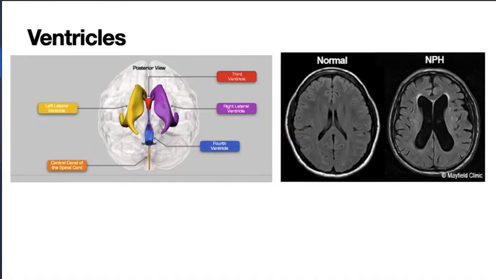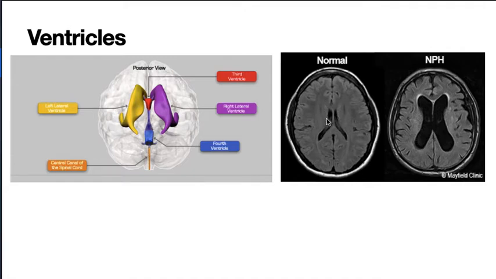So the brain contains 4 ventricles: the right and left lateral ventricles, the third ventricle, and the fourth ventricle. Then we also have the central canal of the spinal cord. This is a continuation of the ventricular system of the brain. It runs the entire length of the spinal cord and contains spinal fluid. CSF starts in the lateral ventricles, then it continues to the third ventricle, the fourth ventricle, into the subarachnoid space in the brain and spinal cord, and it's reabsorbed into the venous sinuses through arachnoid granulations.